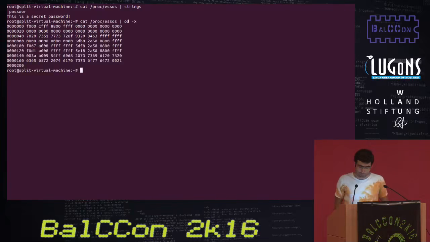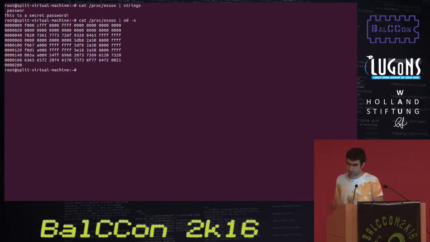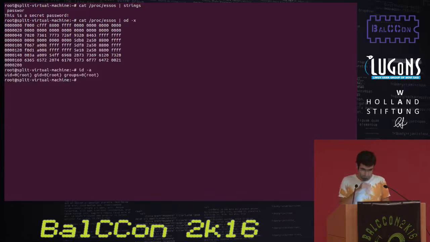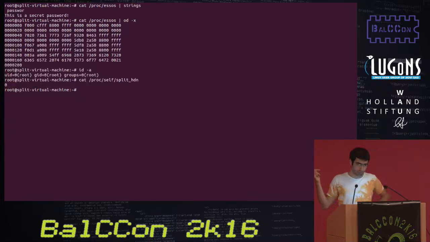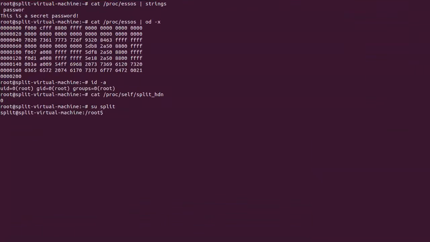Because we have a split virtual machine here, we've run the split kernel. Now we want to show what would happen if we run in hardened mode. We're running as root here, right? And we can show that we are running in base mode. When this file returns 0, it means that we're running in base mode. If it returns 1, it means that we're running in hardened mode. So let's switch to user split, which is actually a hardened mode user.